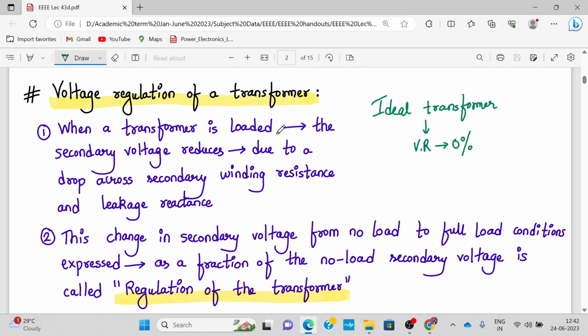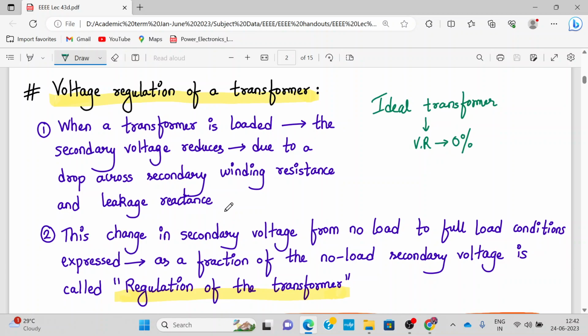When a transformer is loaded, that is, it is connected to a resistive, inductive or capacitive load, the secondary voltage reduces. This is due to the fact that there is a voltage drop across the secondary winding resistance and the leakage reactance. So let me show it to you. Let's say this is my primary side of the transformer and this is the secondary side of the transformer.